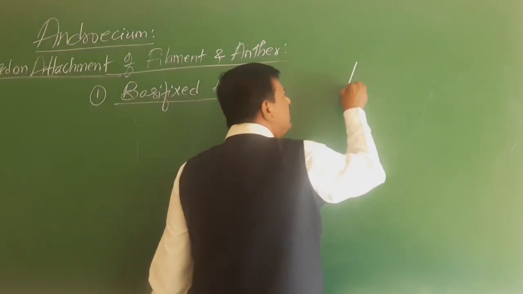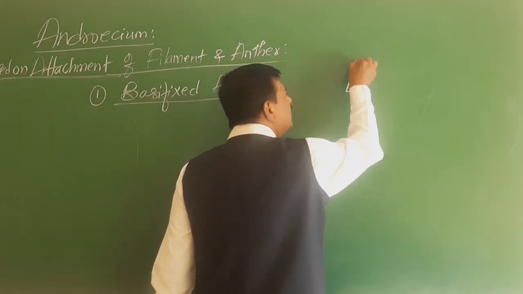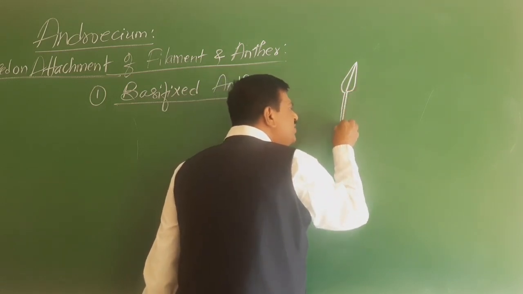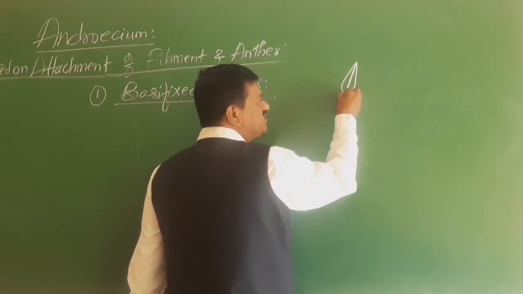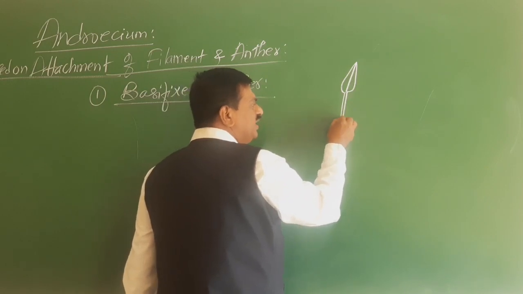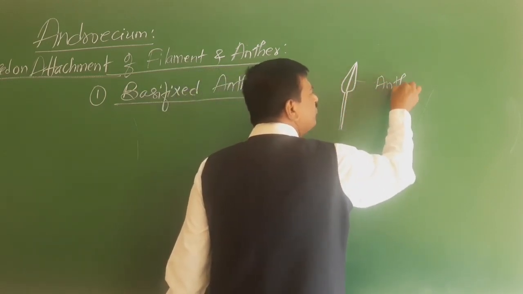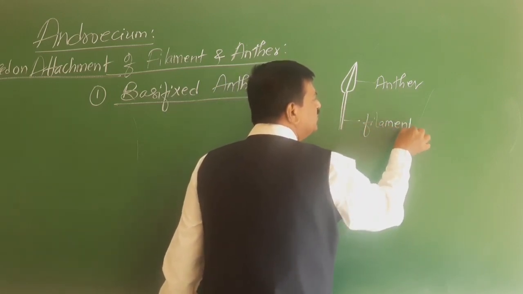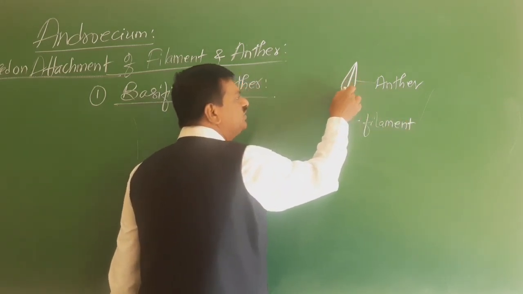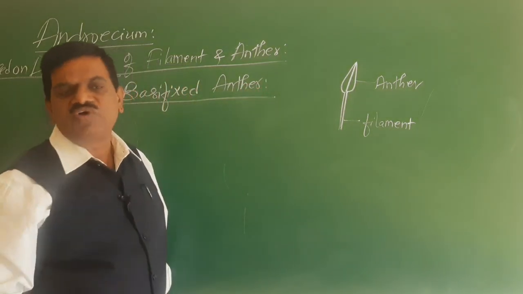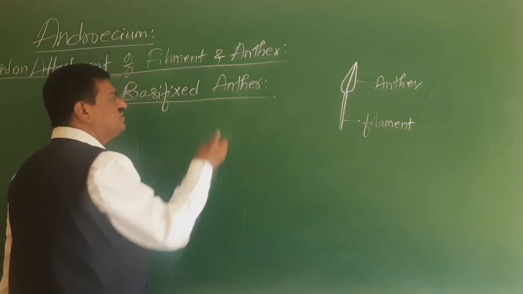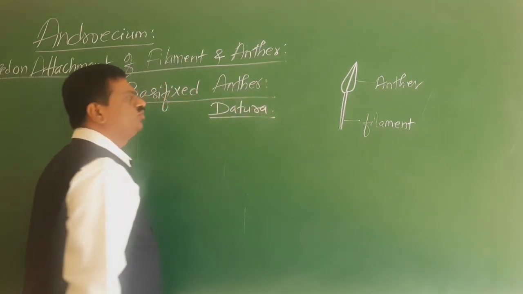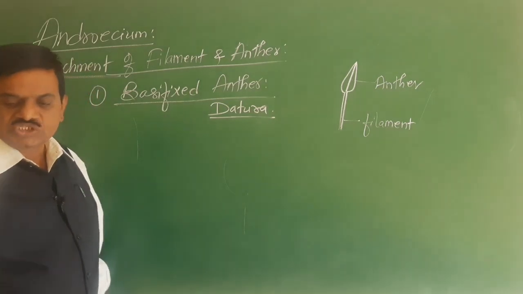So here there is a presence of anther. At the base of the anther, the filament is present. This is called anther and this is called filament. At the base of the anther, filament is present. So for that we call it basifixed anther. This can be noticed in Datura. So in Datura, basifixed anthers are present.